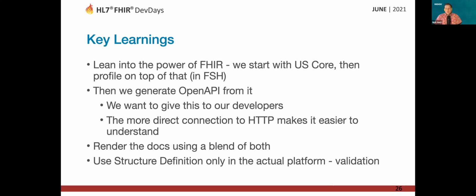And then, really importantly, we only use StructureDefinition in the actual platform. So for validating and doing business rules on FHIR resources, you should only use StructureDefinition. Ideally, you use the FHIR reference validator code in Java. Everything else is kind of just an imposter. So yeah, JSON schema doesn't give you very much validation at all.